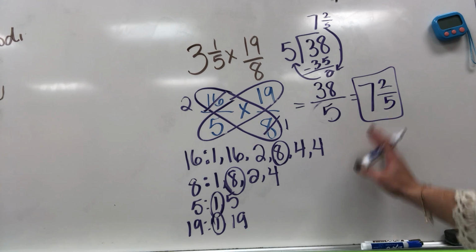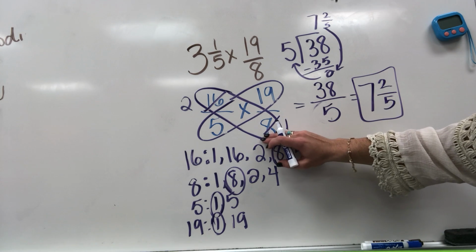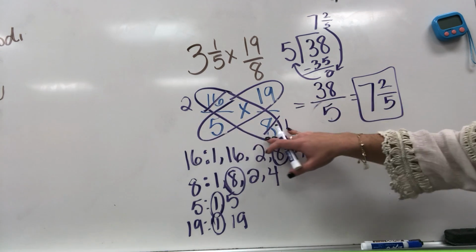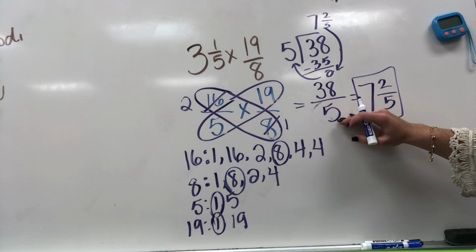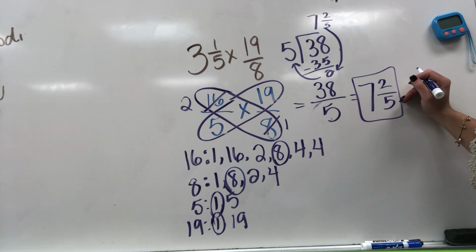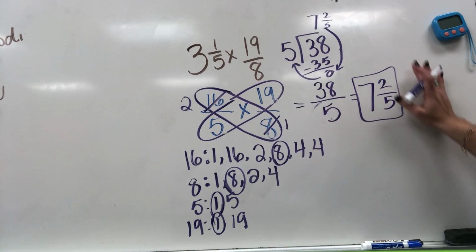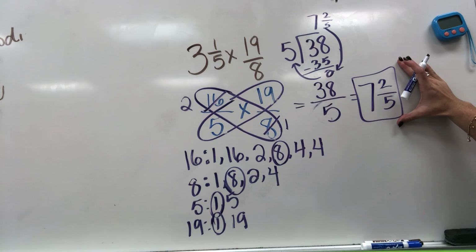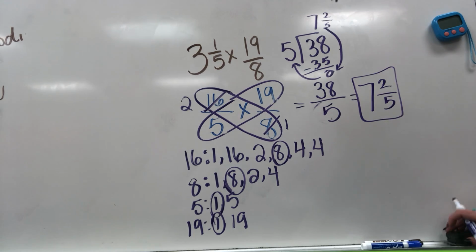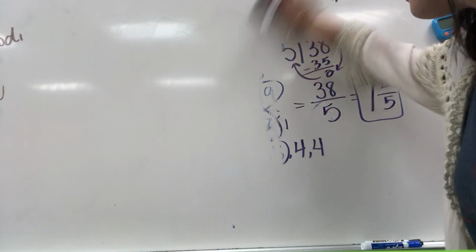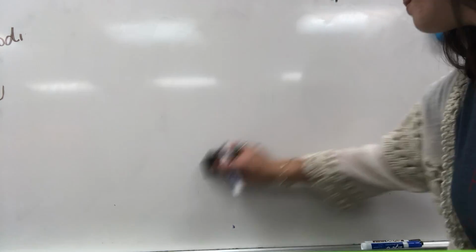Now, had I not done the cross-canceling strategy, I would have had to multiply 16 times 19 and then 5 times 8, gotten that as an improper fraction, made it into a mixed number, and then had to simplify this. So by doing this on the forefront, it eliminates me having to worry about changing the answer that I get at the end. So that is one example of using the strategy of cross-canceling. We're going to do one more.